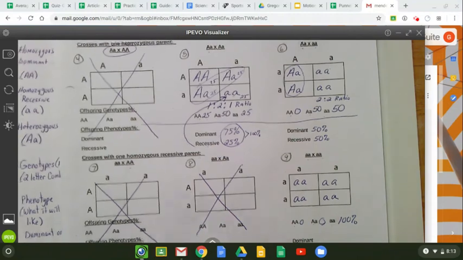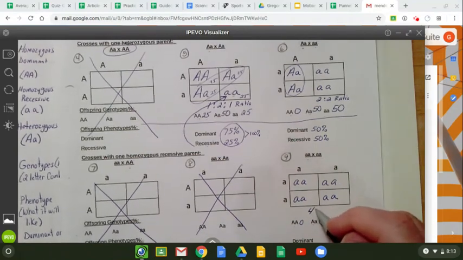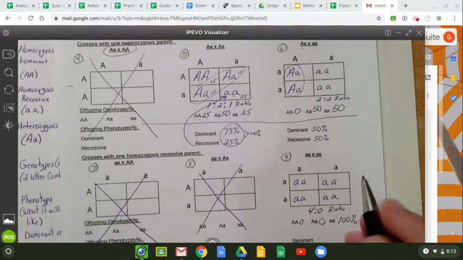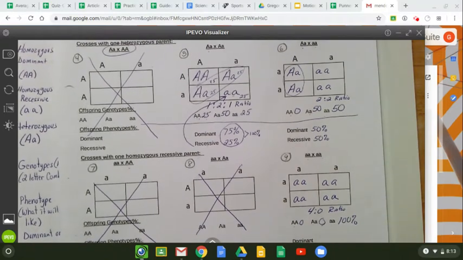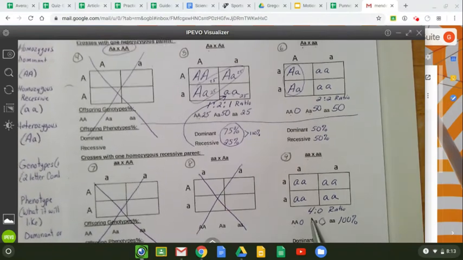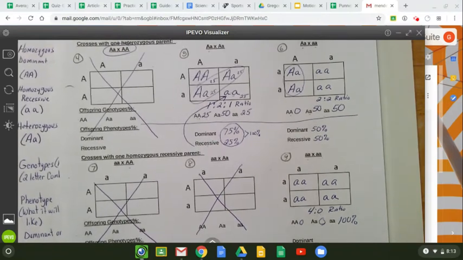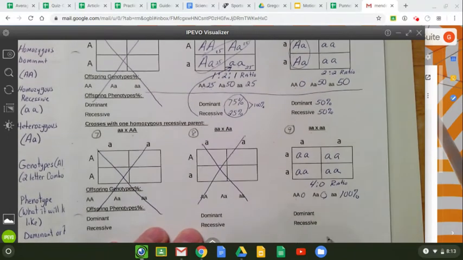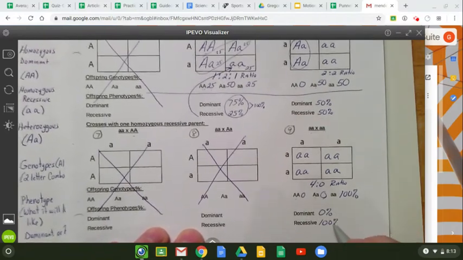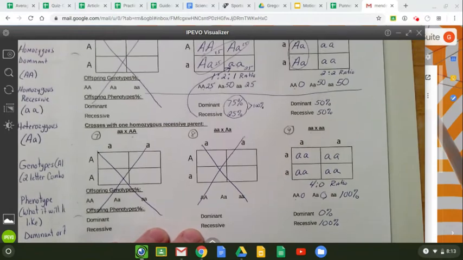So now, if I ask you to find the genotype ratio, you would say, well, it is a 4 to 0 ratio of homozygous recessive to dominant, because there are 4 and there is 0. Remember, these 2 have to equal 4. 4 plus 0 is 4. All right, so what percent is dominant? There's 0% dominant, 100% recessive.